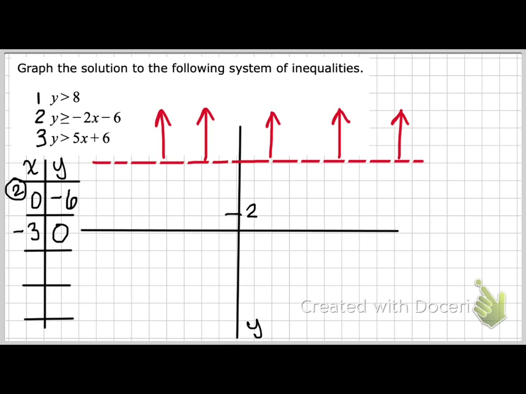Right? And then because I've numbered things, now I can put a 3 and say, these next set of points are for the third inequality. And that will be when x is 0, y is 6, and when y is 0, x is -6 over 5. So again, I'm just thinking if that were zeroed out, and then I would subtract 6 and divide by 5 and get -6 over 5.